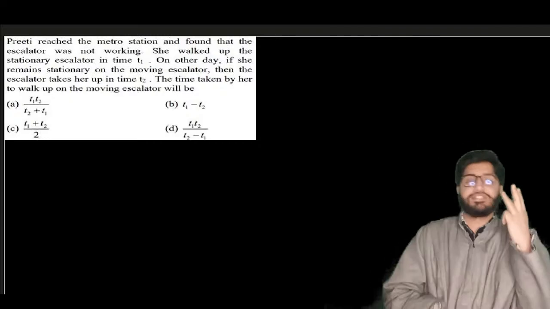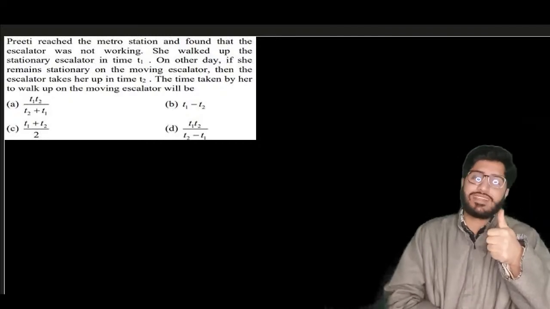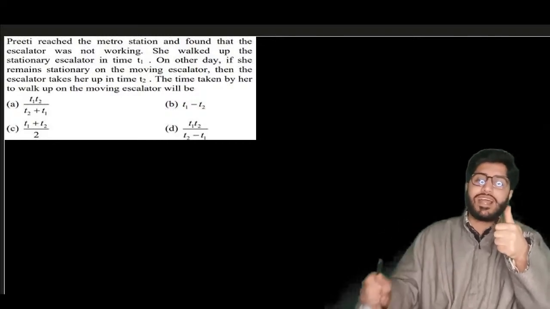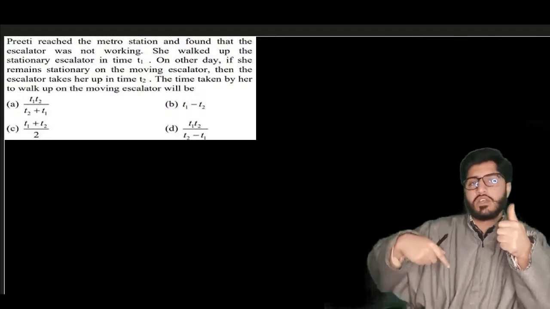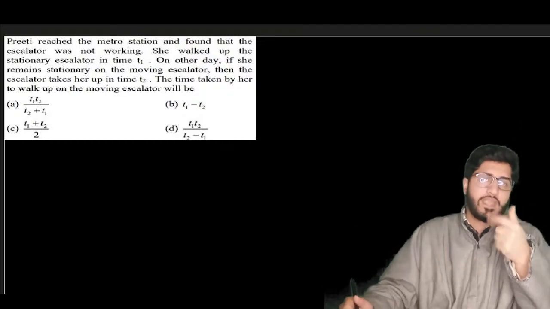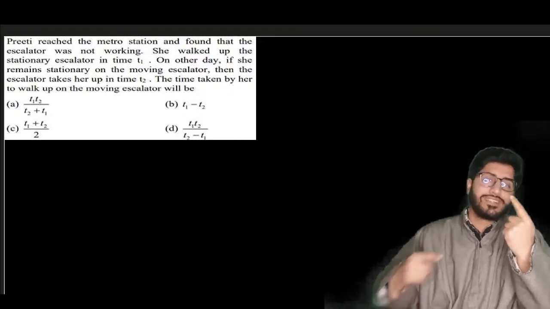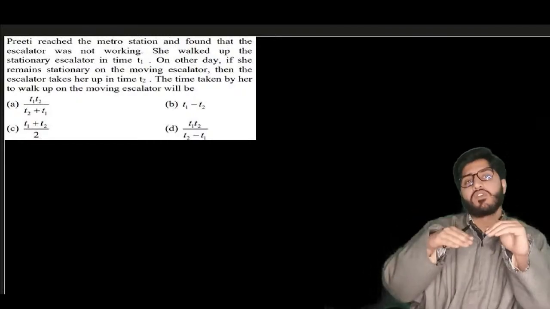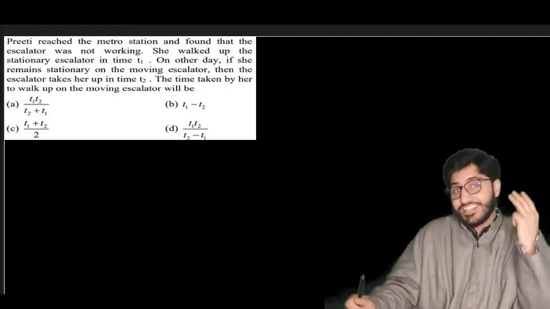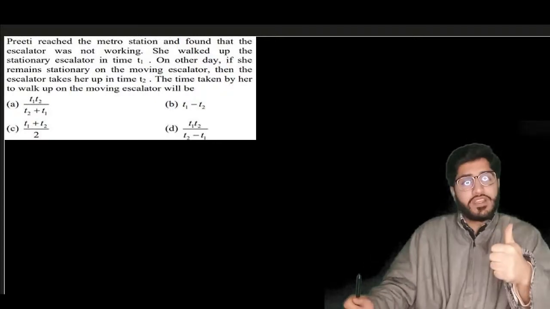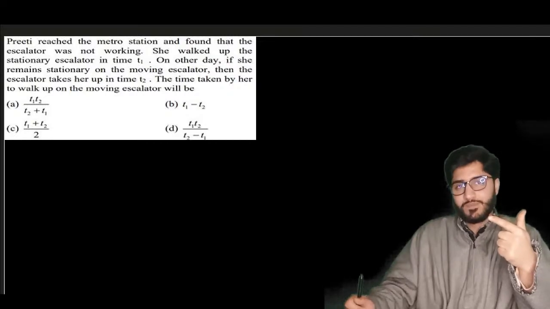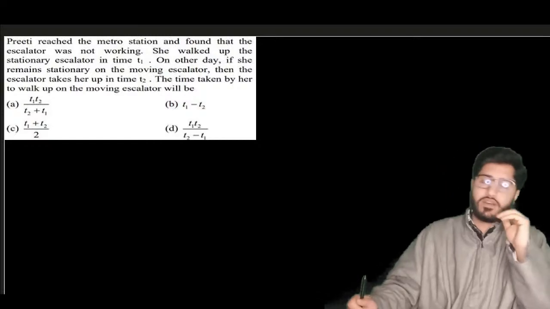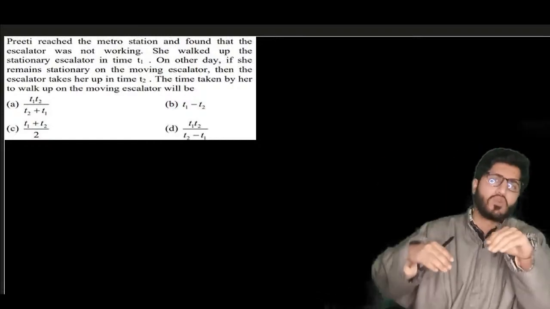So there are three cases. In one case the escalator is not working, so Preeti walks, and the time taken by Preeti to cross the escalator is t1. On the second day, Preeti doesn't move and the escalator moves, so it takes time t2 to take Preeti from the ground floor to the first floor. But in the third case, the escalator is moving and Preeti is also moving. So what is the total time in which Preeti will go from the ground to the first floor?